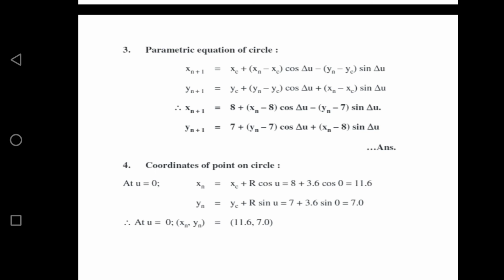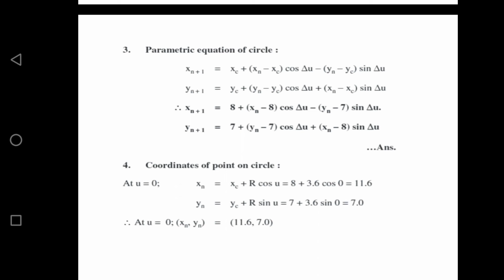So we need to find the parametric equation of a circle by using a recursive method. We have the equations xn plus 1 equal to xc plus (xn minus xc) cos delta u minus (yn minus yc) sin delta u. The same for yn plus 1: yc plus (yn minus yc) cos delta u plus (xn minus xc) sin delta u. If I substitute xc and yc, I get 8 plus (xn minus 8) cos delta u minus (yn minus 7) sin delta u for xn plus 1.